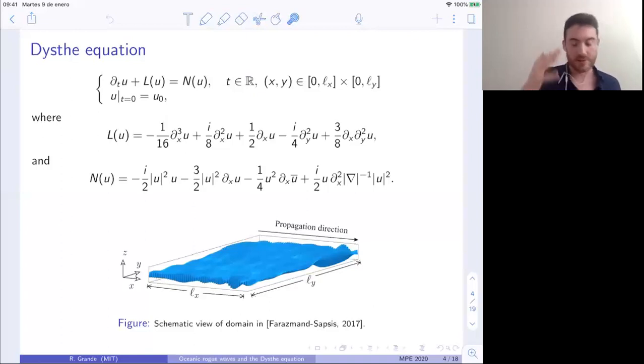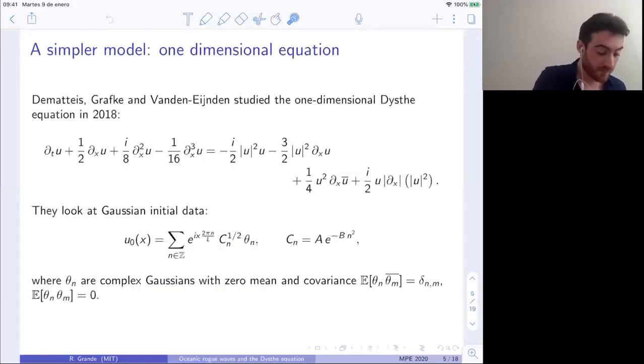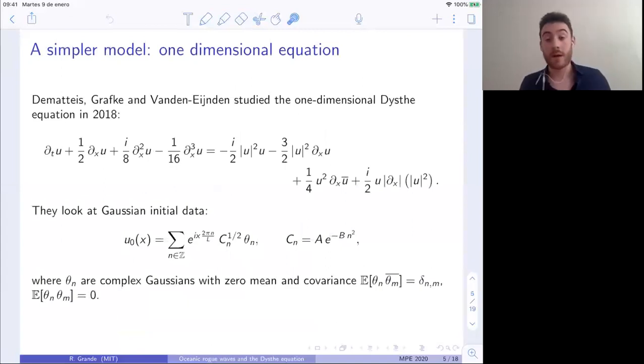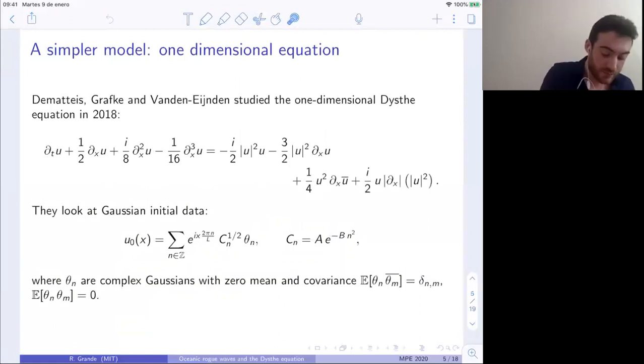Because this equation is actually difficult to work with, perhaps I'll simplify the model a little bit and just look at the one-dimensional equation. So imagine we just look at something like this direction x, for instance. And so then we have the one-dimensional Dysthe equation. And this was actually studied a couple of years ago by Dematteis, Grafke and Vanden-Eijnden. So here's the equation that I wrote. You can see that it shares quite a lot of similarities with the previous one.